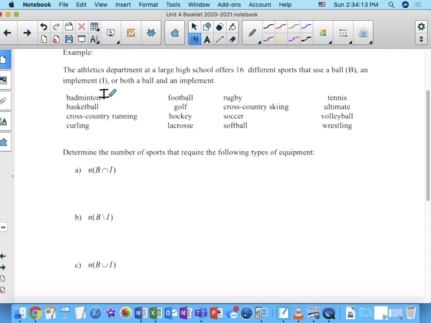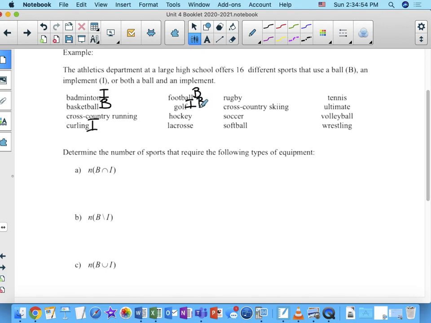Okay? Basketball uses a ball, but it does not use an implement. Cross-country running doesn't use either, because people just run, they don't do anything else. Curling uses these curling stones, so those are not balls. It does use an implement though because it uses brooms, so we're going to put an implement there. Okay. Football uses a ball, although some people argue with me on that one because it's not spherical, but there you have it. Golf uses both because we've got golf clubs, those are implements, and we've got a golf ball.